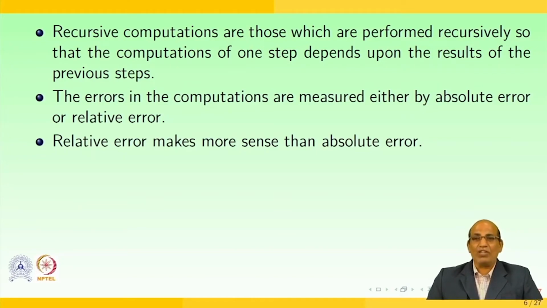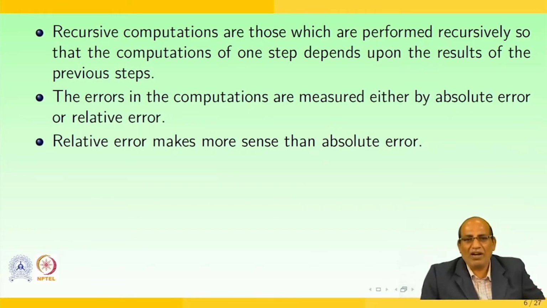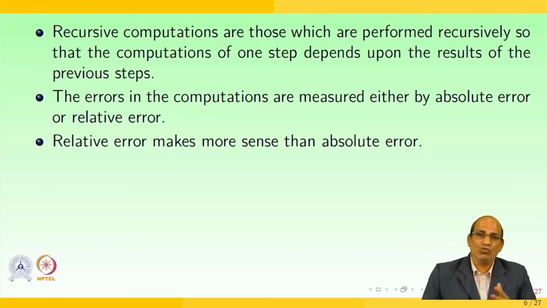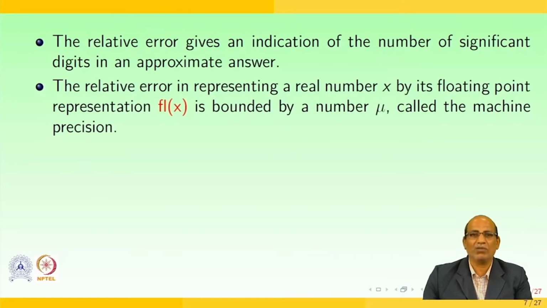The errors in the computations are measured either by absolute error or relative error. In many instances we compute the errors arising due to absolute error or relative error. But remember that in some examples, relative error makes more sense than absolute error. That means you want to find the relative error and show that relative error happens to be a better measure than absolute error. Now let us look into this example.